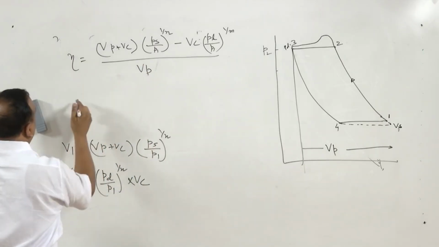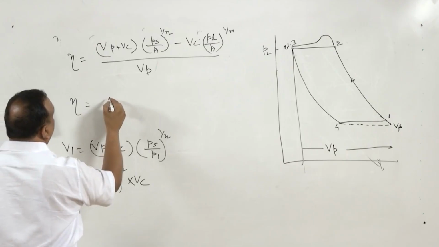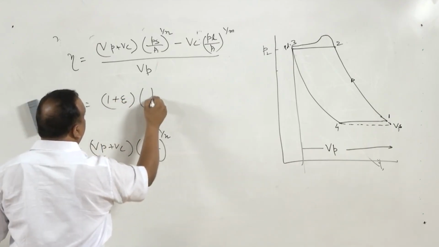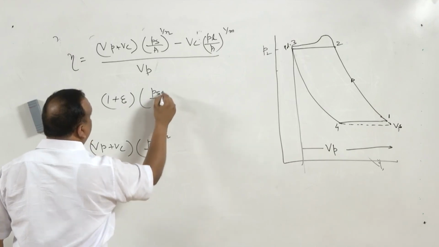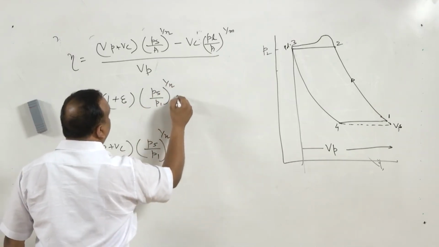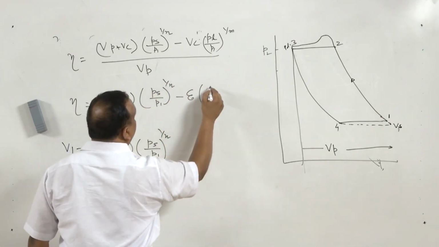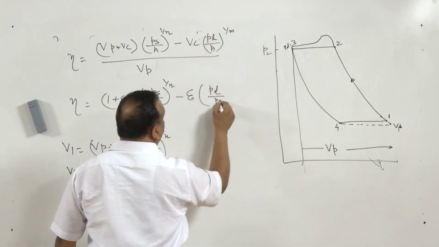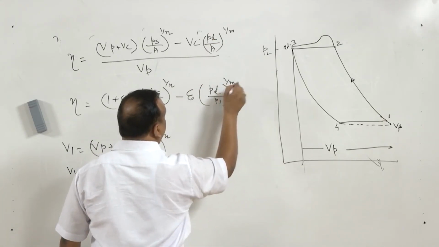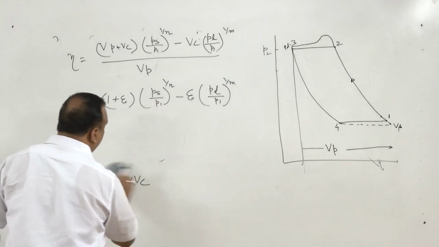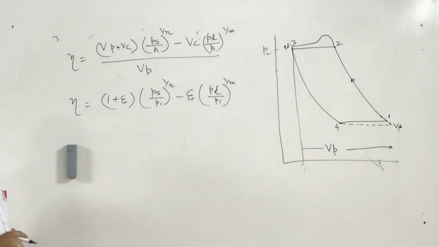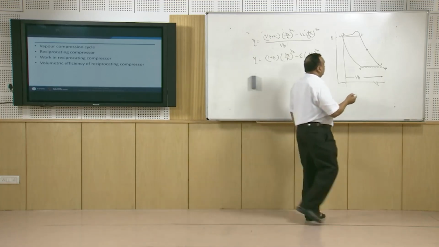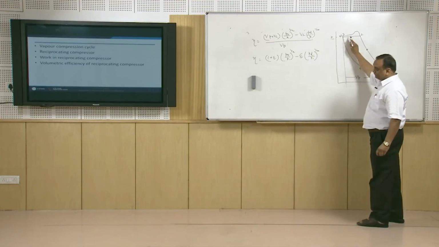So the volumetric efficiency is going to be 1 plus epsilon, Ps by P1 raised to power 1 by n, minus epsilon, Pd by P1 raised to power 1 by m. So this is the expression for the actual volumetric efficiency of a reciprocating compressor when we are taking into account the pressure drop across the valves.